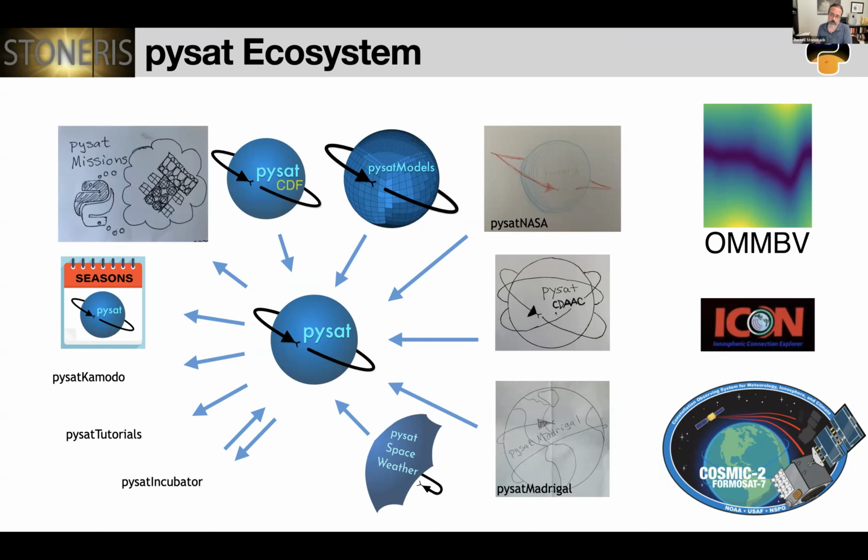So this is like the Cosmic 1 and Cosmic 2 constellation missions. There's some other ones. PiSat Madrigal uses the Open Madrigal or Madrigal Web package. I can never remember the name. Sorry. But it provides access to all the NSF data that's served up by the Madrigal database.